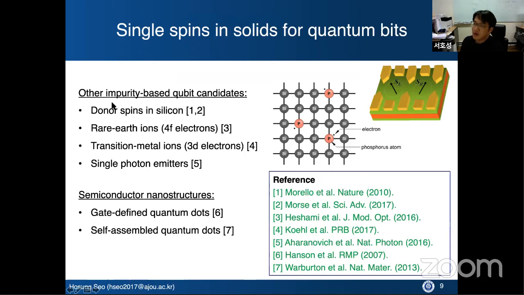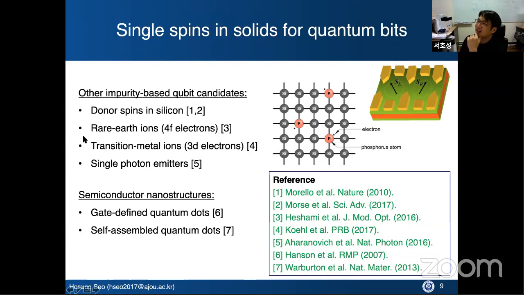So other than the NV center in diamond, there are other defect or impurity-based qubit systems people are developing these days, and the examples include donor spins in silicon. For example, you can dope your silicon with phosphorus, and this phosphorus has an electron spin. These days, people are just amazing: they can pinpoint one donor spin and then do quantum experiments.